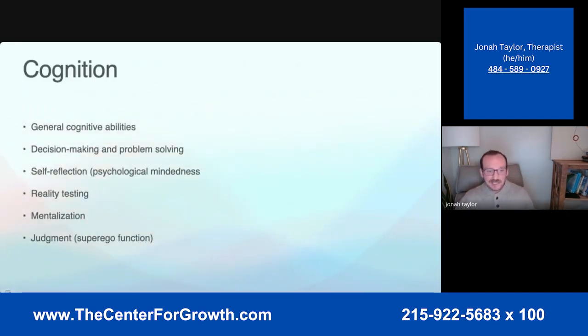Then there's cognition. That includes general cognitive abilities, memory, attention, speech, language. Most of those things require formal testing to get a deep understanding of. But as therapists, we can observe clear strengths or difficulties in those things, and those can help us to understand a person.